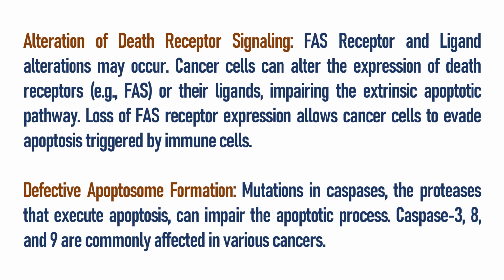Alteration of death receptor signaling. FAS receptor and ligand alterations may occur. Cancer cells can alter the expression of death receptors, such as FAS or their ligands, impairing the extrinsic apoptotic pathway. Loss of FAS receptor expression allows cancer cells to evade apoptosis triggered by immune cells.